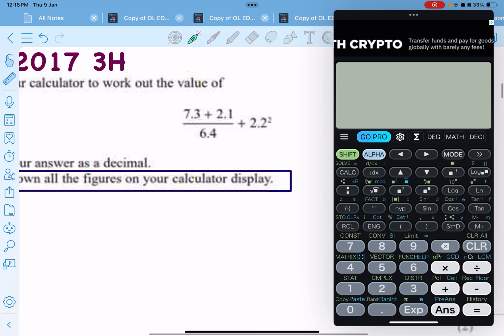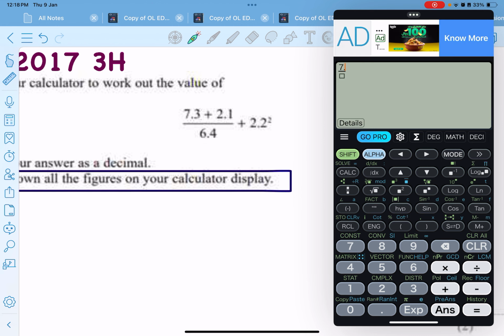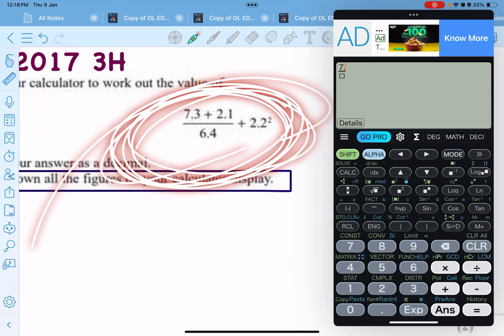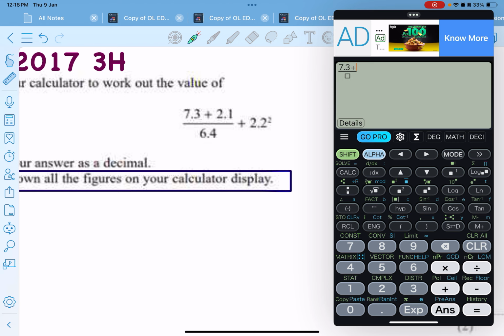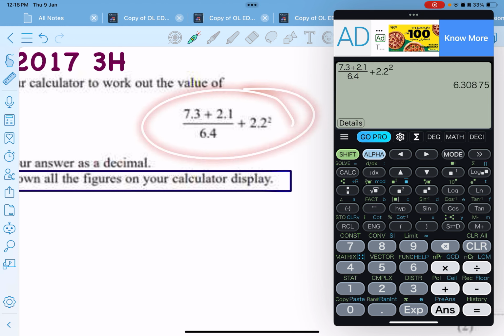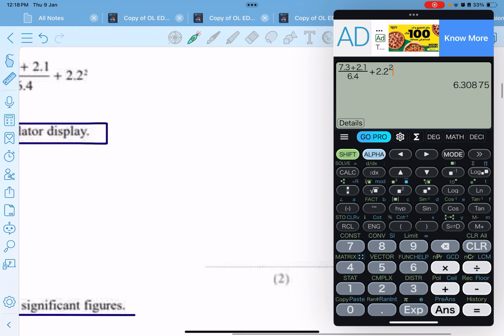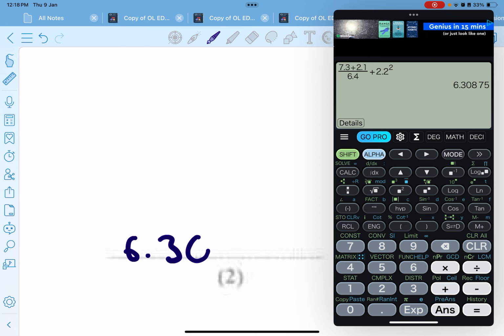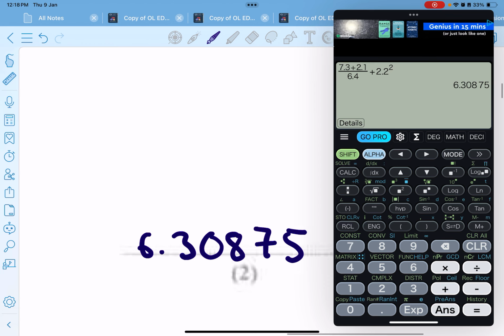But let me write it. I'd write it identical, without changing anything from the calculator. So 6.4 plus 2.2 squared. Check, is it correct? Did I write everything that is on my calculator? Yes. So here the numbers weren't that many, so we're all going to probably get the same answer.